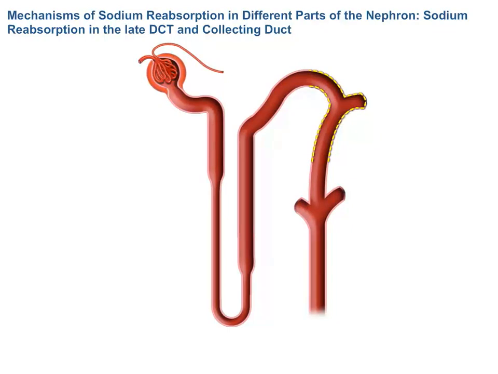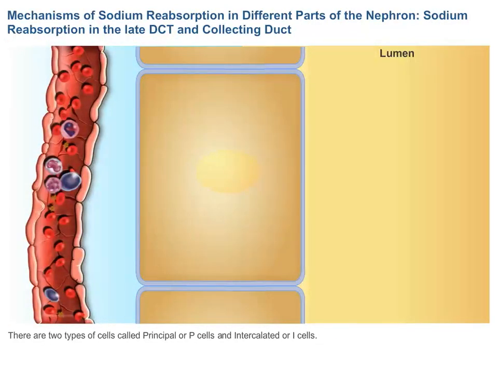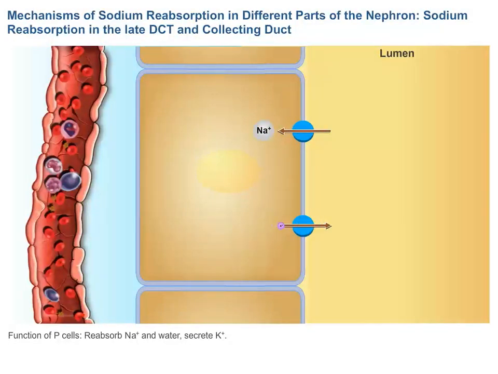Sodium reabsorption in the late DCT and collecting duct. These are hormone-regulated segments. About 3% of the filtered sodium is reabsorbed in these segments. There are two types of cells called principal or P cells and intercalated or I cells. Function of P cells: reabsorb sodium and water, secrete potassium.